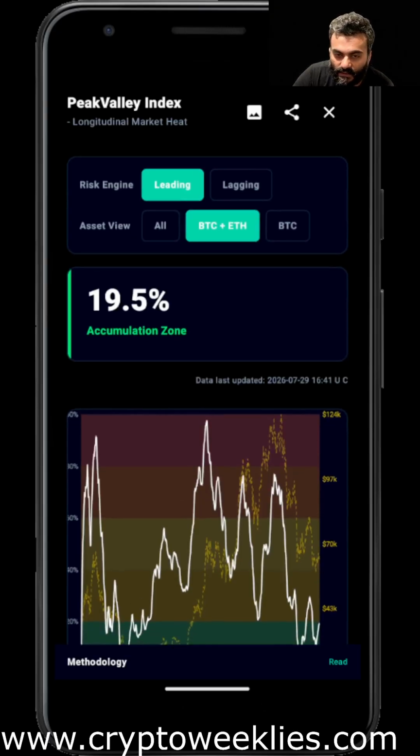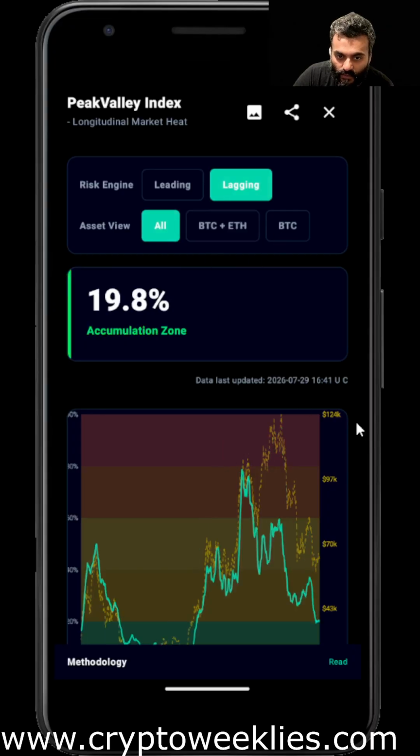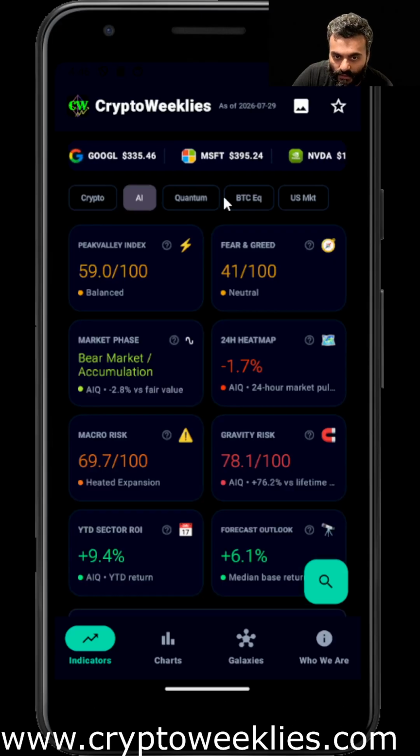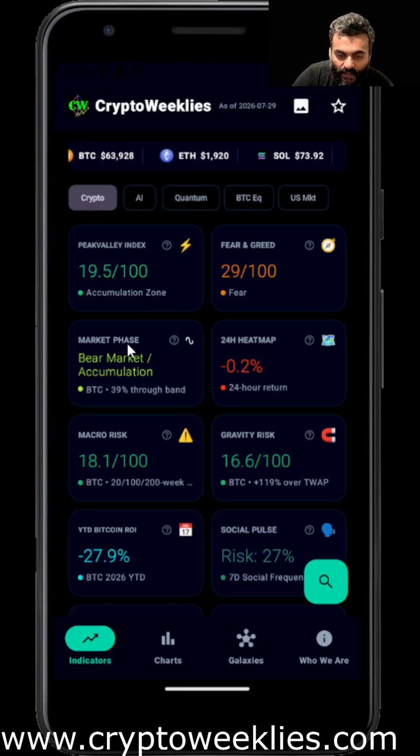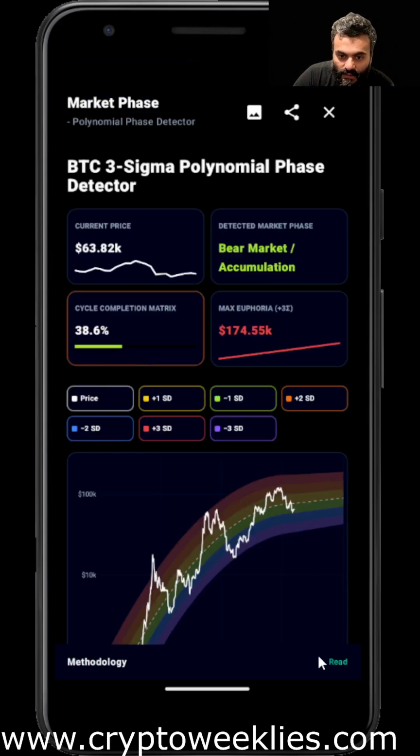For example, for this asset class, Bitcoin and ETH inform this score, whereas the lagging one for all major cryptos is now within accumulation zone. Similarly, other indexes include the fear and greed, not just for one section of the asset class, but also for all of them. Also identifying the phase using regression based principles such as the polynomial regression based fair value.